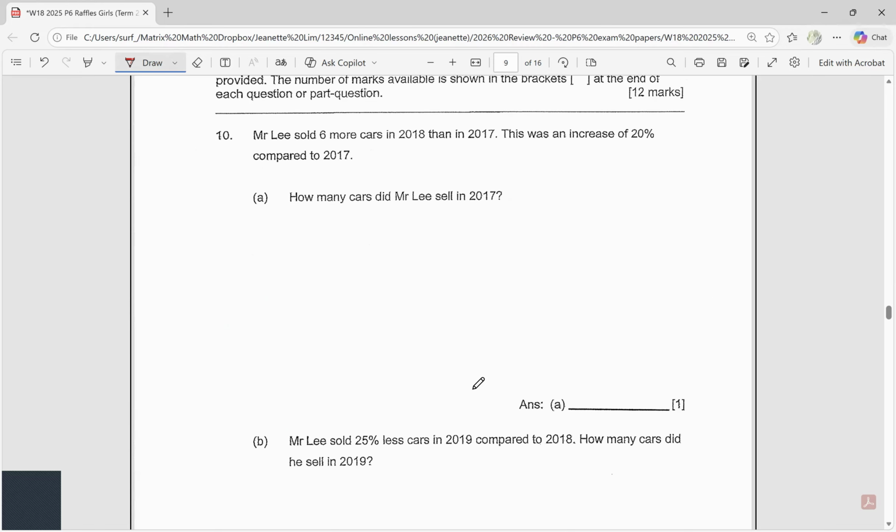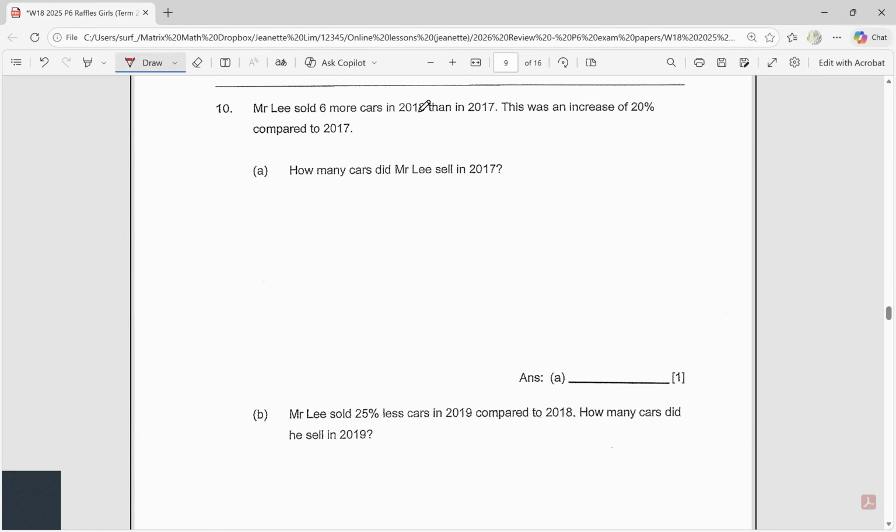Okay, question 10. Mr. Lee sold 6 more cars in 2018 than 2017. This was an increase of 20% compared to 2017. How many cars did Mr. Lee sell in 2017? Now, this is talking about percentage increase. You need to know which one is the original. So if they're talking about an increase of 20% compared to 2017, means that 2017 is the original amount, and this would be 100%. Whatever value that is in 2017 would be the 100%.